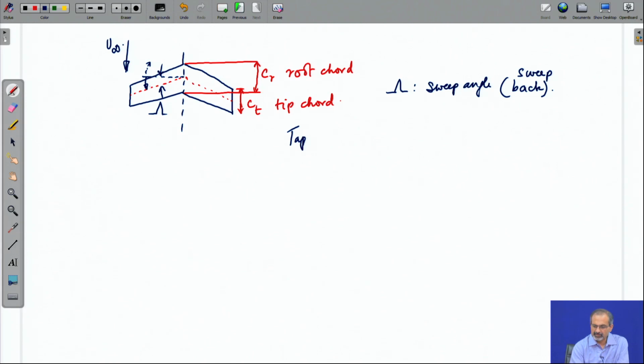Further, there is something called the taper ratio, which is given by the ratio of the tip chord to the root chord. That means the wing is becoming narrower in terms of chord length as you approach the tip. We more often see these kinds of swept wings as the free stream velocity increases.